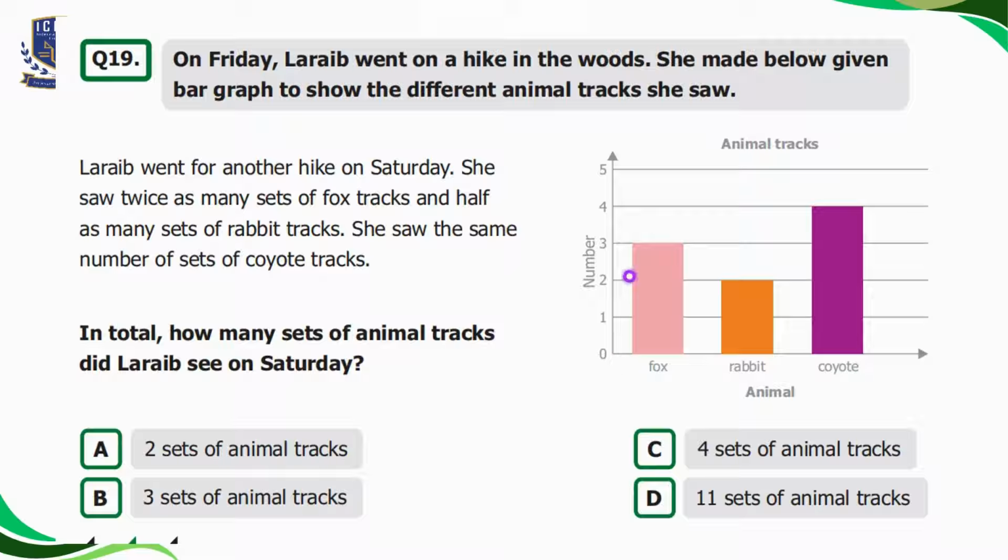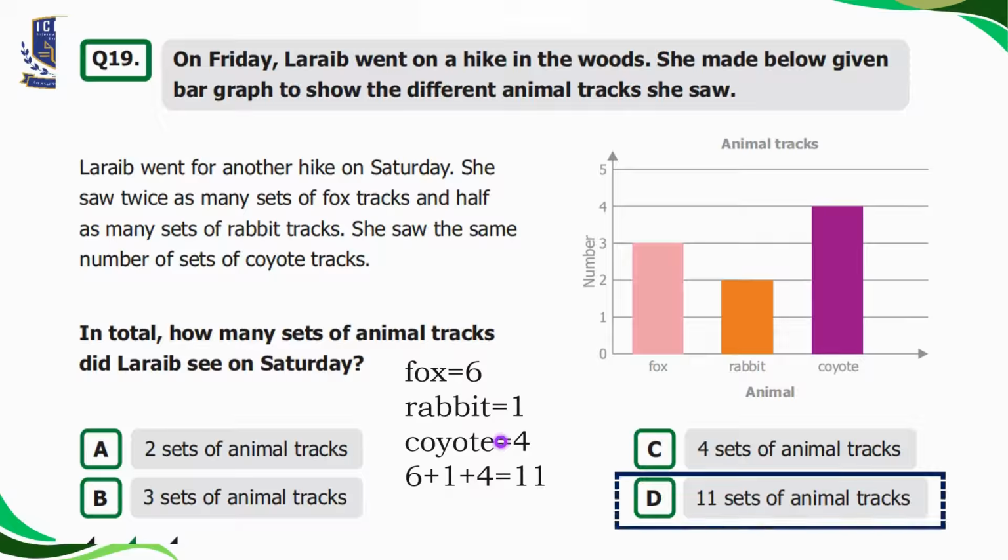So here the fox tracks were 3 already, but now this time it's twice as many sets of fox tracks, so it will be 6. Then half as many sets of rabbit tracks, as there were 2 tracks already, now half of 2 is 1. And coyote tracks will be 4 because they were exactly the same. So the total number is equal to 11. So we will select our option D, that she noticed 11 sets of animal tracks on Saturday.